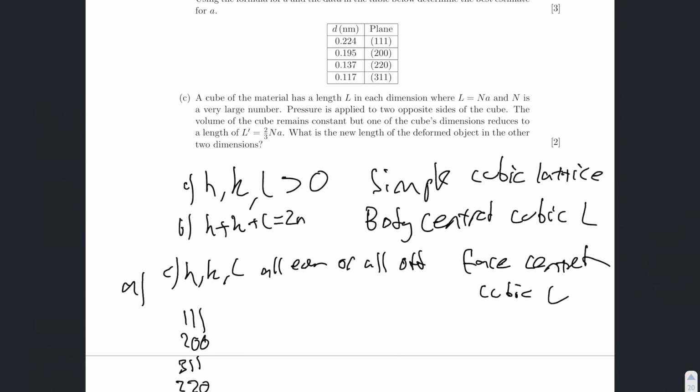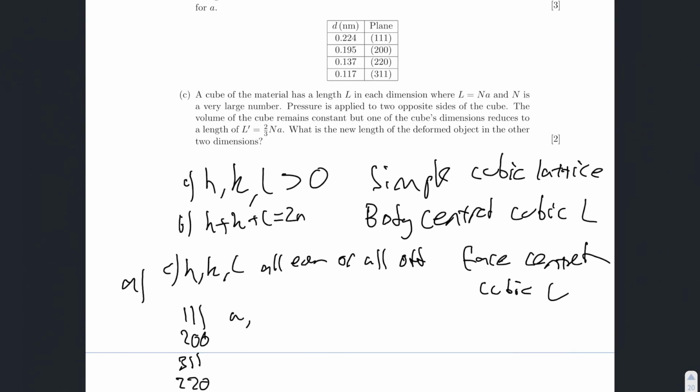So 111, this is all bigger than 0, so this is a simple cubic lattice, so it has A. Do they all add up to an even number? No, they add up to 3, so it's not a body-centered cubic. All even or all odd, it is, so then it's a face-centered cubic, C. So now for 200, they're not all bigger than 0, so it's not A. They add up to an even number, so it has B, and they are all even, so it is C.